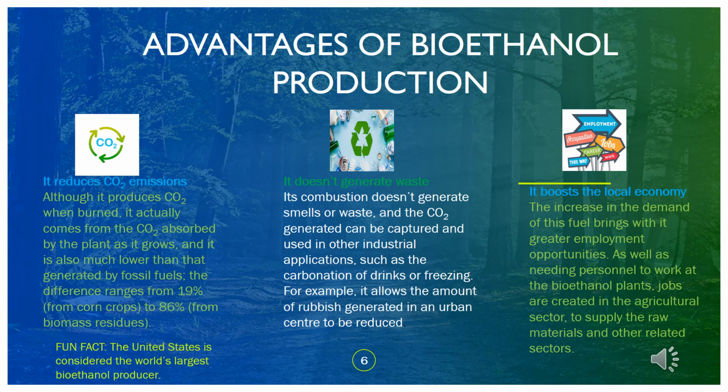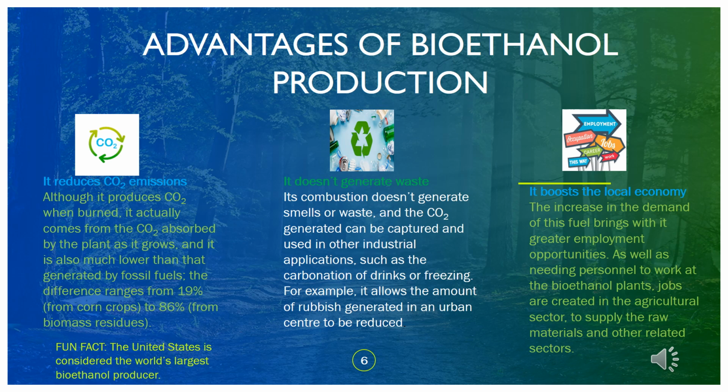So bioethanol reduces carbon dioxide emissions. With the production of bioethanol itself, we know that anything that contains starch can be burnt, and in its burning, carbon dioxide is actually produced. So you might be wondering how it actually goes on to reduce carbon dioxide emissions. But the thing is that as it's burned, the carbon dioxide is absorbed by the plants as they grow, and the amount is also much lower than what is generated by fossil fuels. The difference ranges from 19% when you use corn crops for your bioethanol production to 86% when you use biomass residues. So we see how carbon dioxide emissions are gradually reduced when we decide to switch to bioethanol.